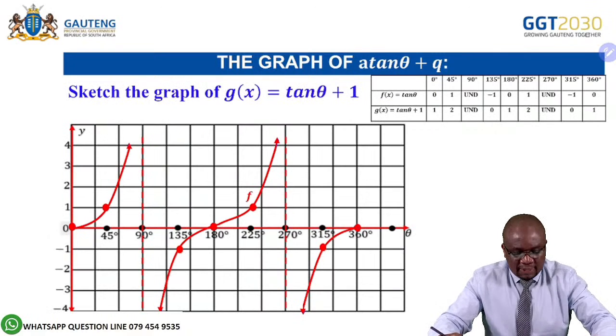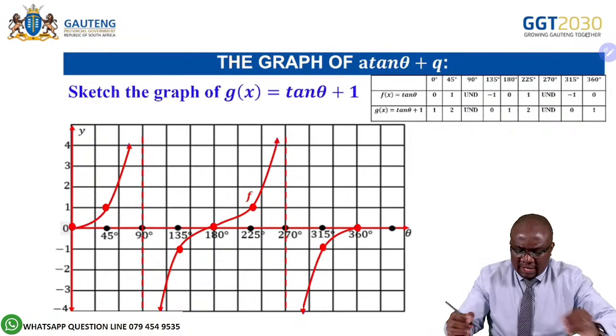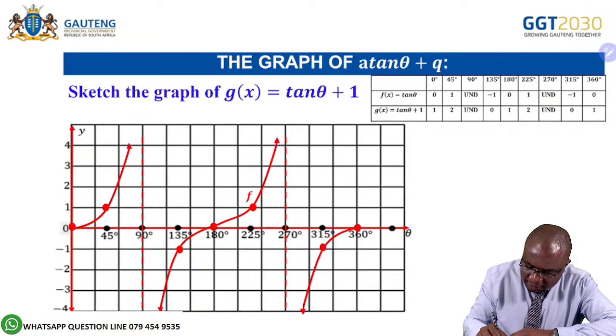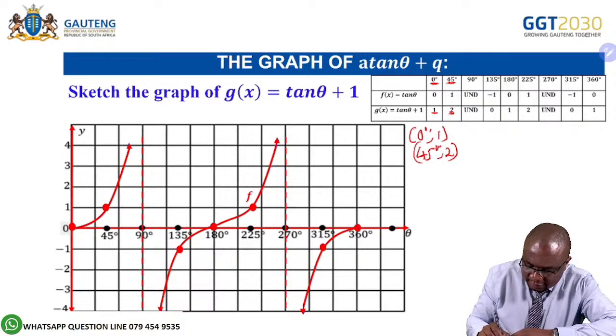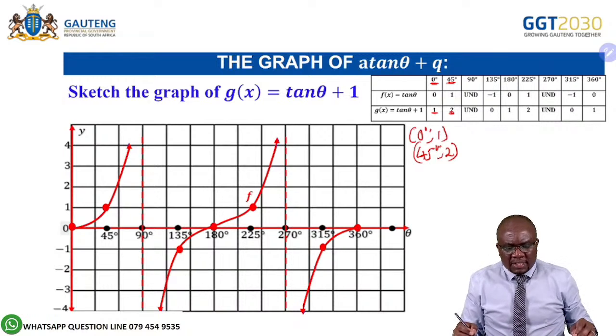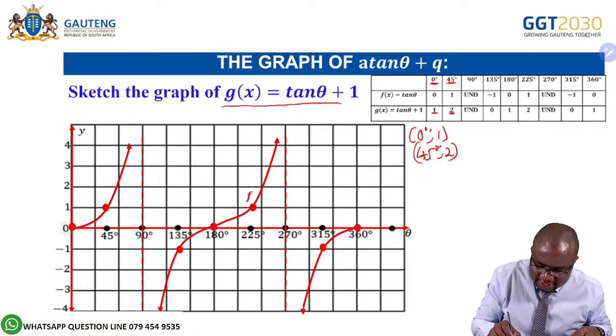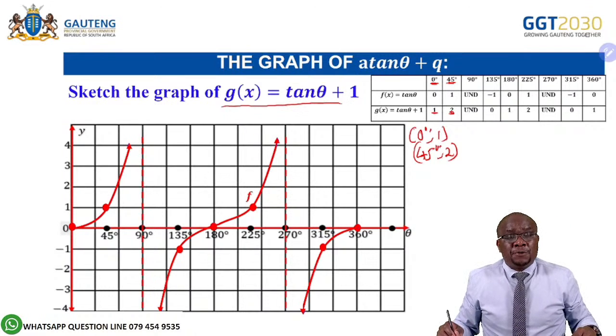I'm going to give you the table, and then you sketch the graph of g of x. Let's do that. Now the first point, your theta is 0 and your y is 1. So your first point, the coordinates here will be 0 degrees, 1. And then the second coordinates will be 45 degrees and 2. You see that? I've just given you 2 examples. You can do the rest. Let me give you 3 minutes to sketch the graph of g of x. Use the table. I've already done the table for you.